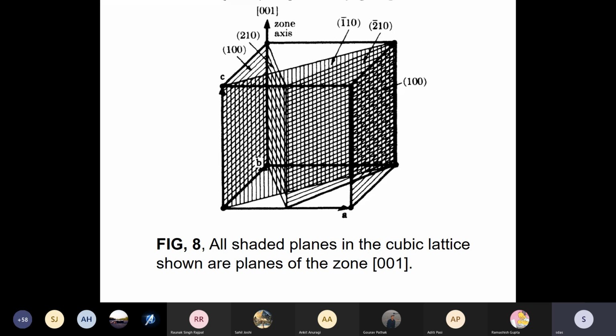Anybody? Now I have a question for you. In a cubic system, certain planes are drawn on this unit cell. Tell me what is the relationship between these planes. Look at it and tell me. Yeah, 5 minutes time.